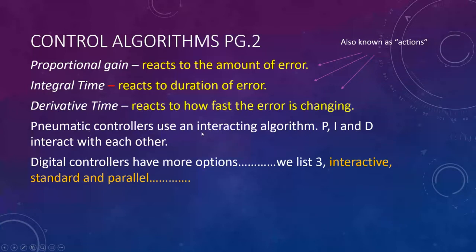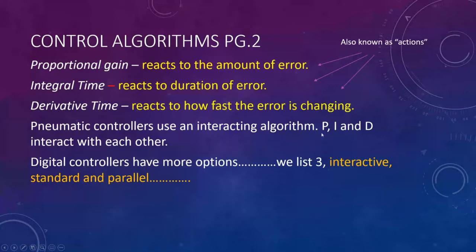Pneumatic controllers use an interacting algorithm, and we'll talk about what this means in a second. But in general terms, it means that the P, I, and D interact with each other. That's something to pay attention to as we move forward, because although we may use some or all of these algorithms together, the way that they affect each other and the final controller output varies by design. This is what we mean when we define it as an interacting algorithm.